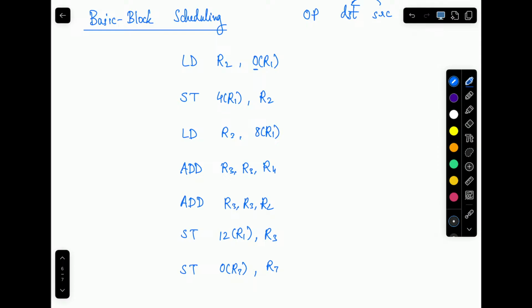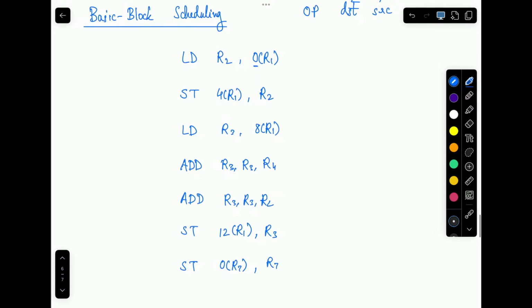So what does the next instruction do? Which register's value does it depend on? R2 here. It requires the value of R2 to be stored. When will it get the value of R2? Let's assume after 2 cycles.